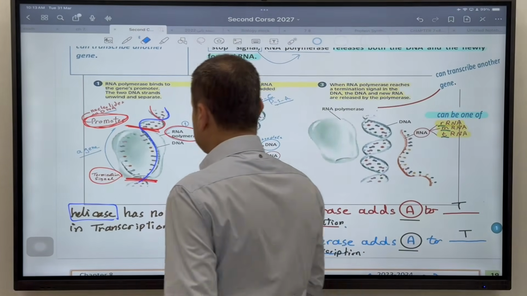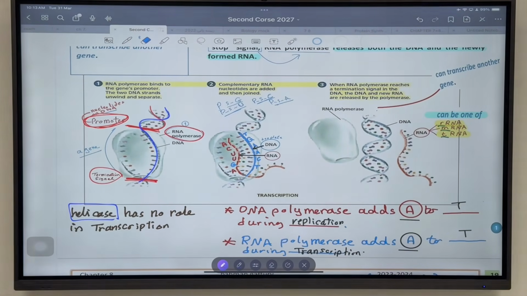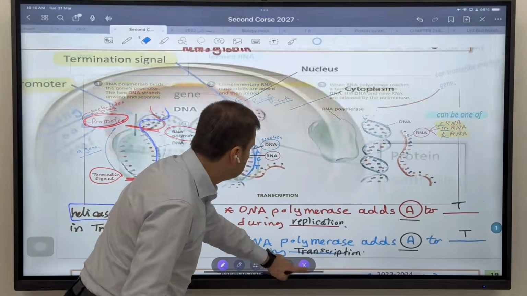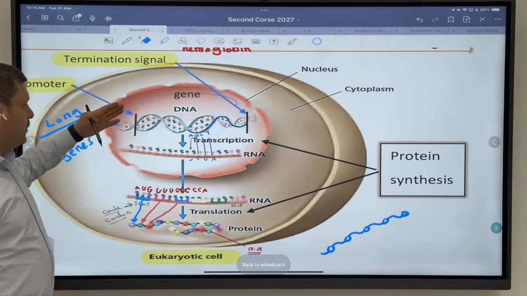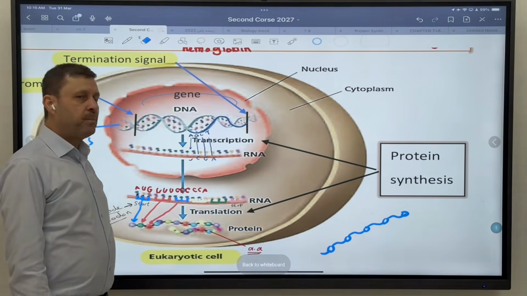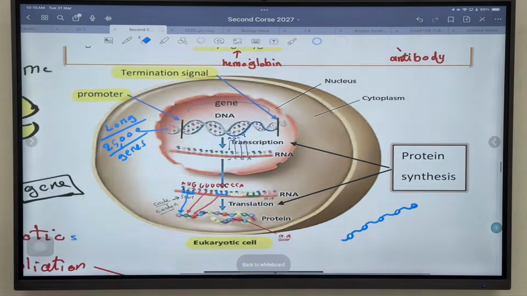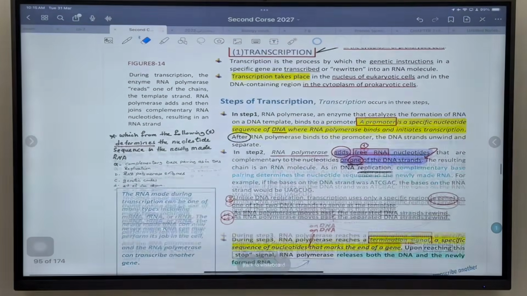Look, the first step of protein synthesis is called transcription. We said the process consists of two steps, right? Transcription and translation. Now we illustrate the transcription process. First, you have to know where it occurs.